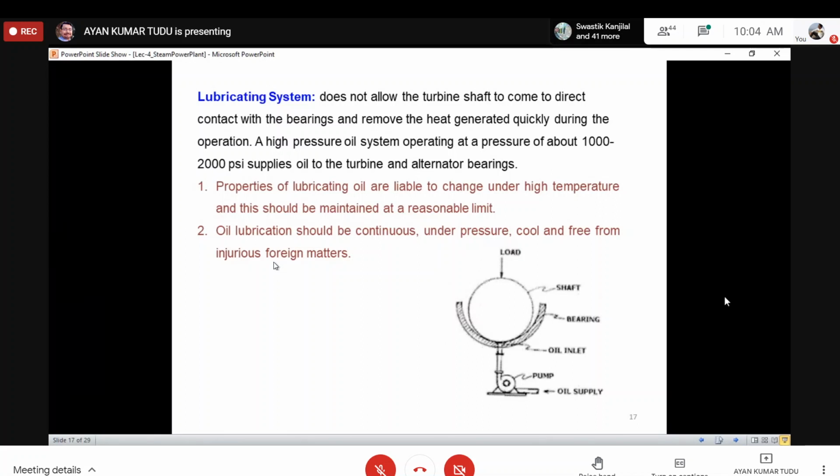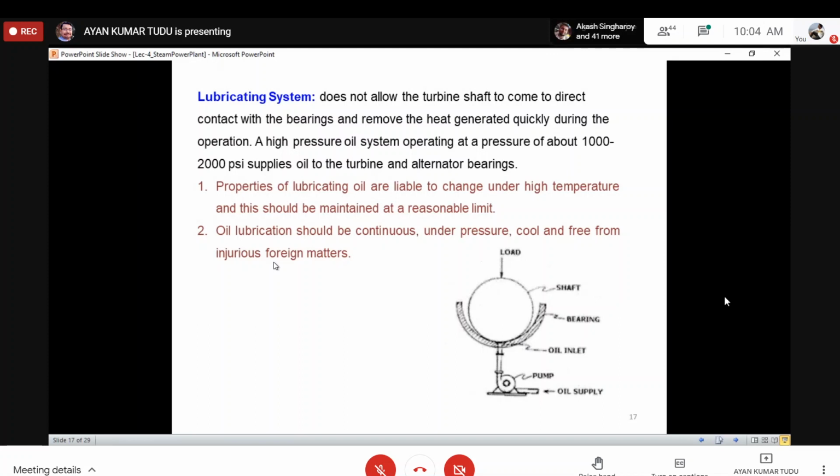As you can see from what is written, the lubricating system does not allow the turbine shaft to come into direct contact with the bearings and removes the heat generated quickly during the operation. A huge amount of pressure is required, around 1000 to 2000 psi. The oil is supplied to the turbine and the alternator bearings, because of which we can understand that we will require a high pressure motor for this purpose.